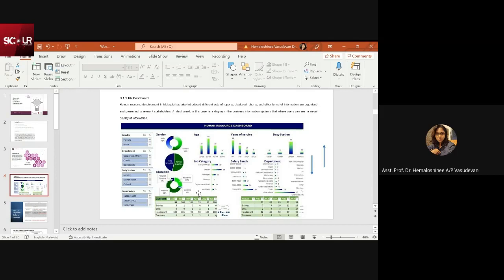So each company has their own HR dashboard to ensure that employees do not have any difficulty looking into their profile. So you understand, right? What is the main thing in an HR dashboard?